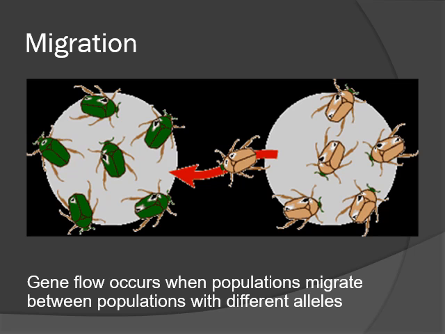Migration occurs when populations, get this, migrate between populations with different alleles. So you can get gene flow. Here we've got some brown bugs moving into a new population of green bugs. And once that happens, the allelic frequencies of brown change in the population. That's migration, movement.